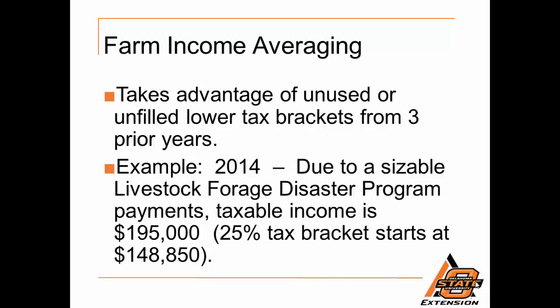So let's look at an example. This actually did occur, with the farm livestock forage disaster program. Those payments came about in 2014, where this example came from, and I looked at taxable income being $195,000. Now remember, in that year the 25% bracket started at $148,850. So basically, he's in the 28% bracket in the year that those payments were received.